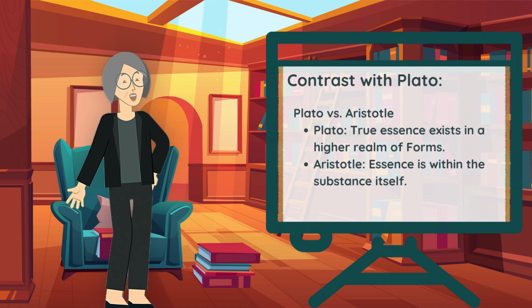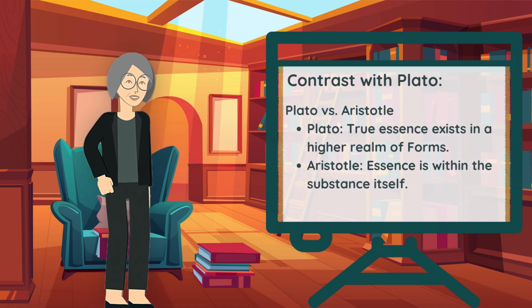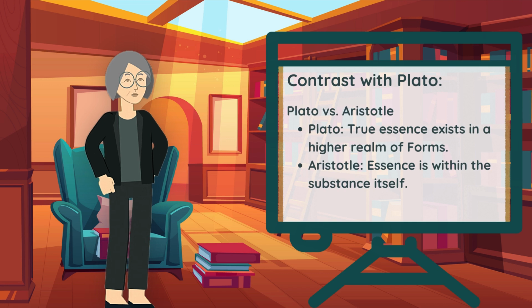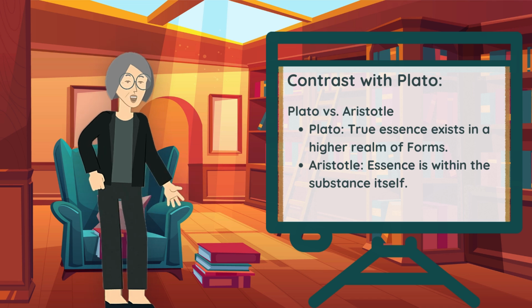Now, contrast this with Plato's theory of forms. Plato would say that the true reality of the statue isn't the marble or even the shape. It's the abstract form of statue or person that exists in some higher realm. But Aristotle would respond, no, the reality is right here. It's in the marble, in the shape, in the purpose for which the statue was made.